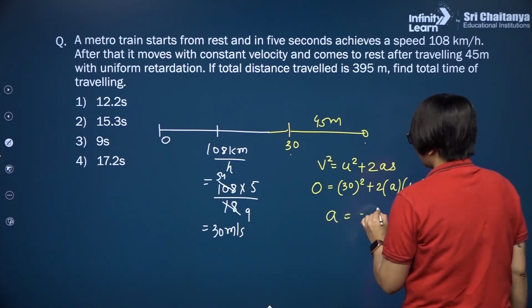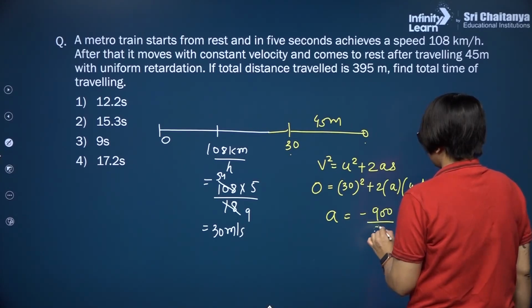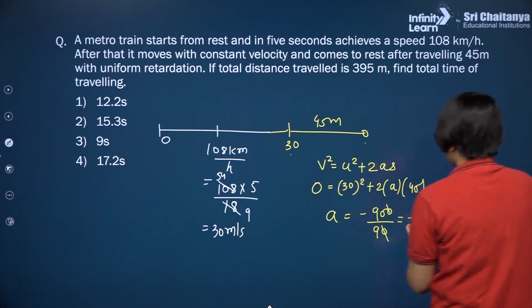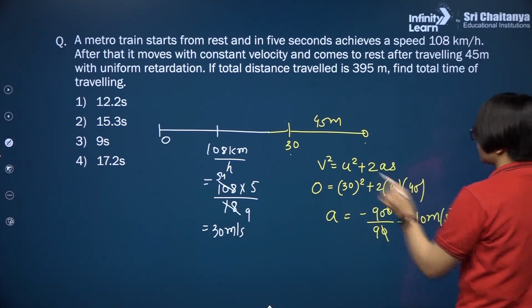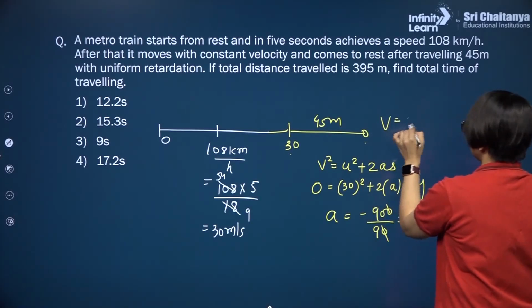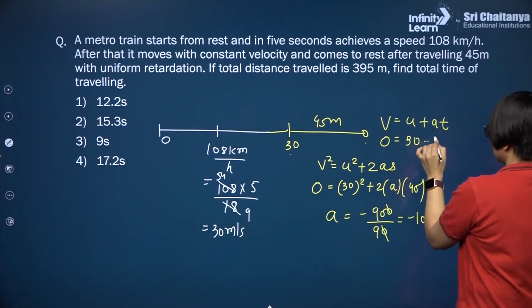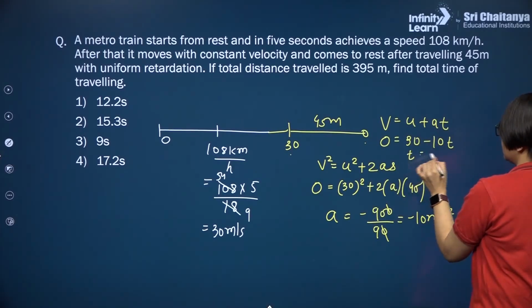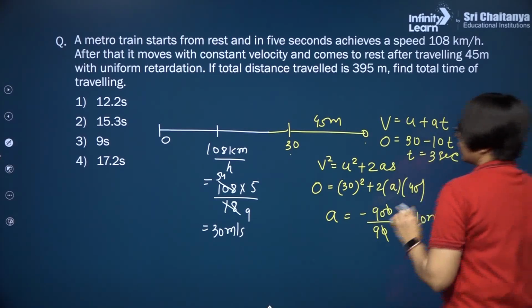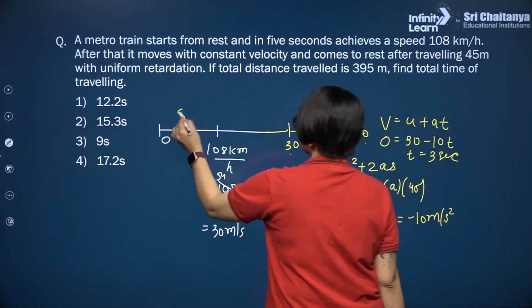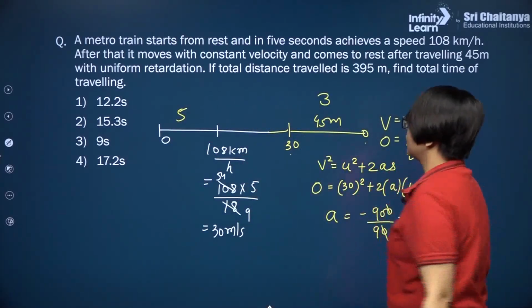So a will be minus 900 divided by 90, which is minus 10 meter per second square. Time taken in this one: v is equal to u plus at. So v is 0, u is 30, a is minus 10, so t is 3 seconds. So in the first portion we are taking 5 seconds, in the third portion we are taking 10 seconds.